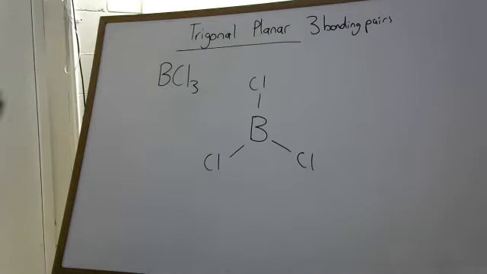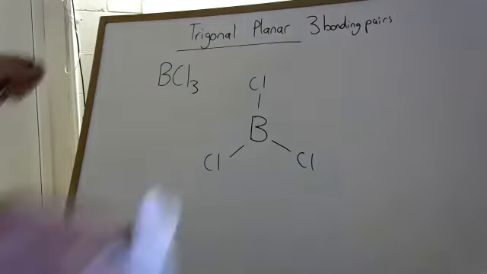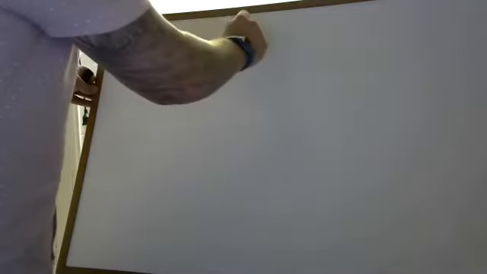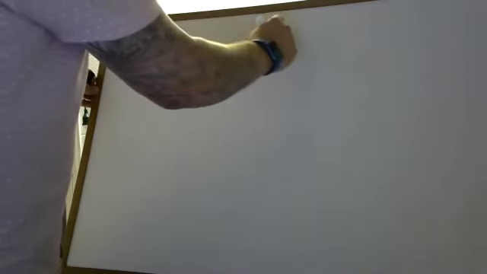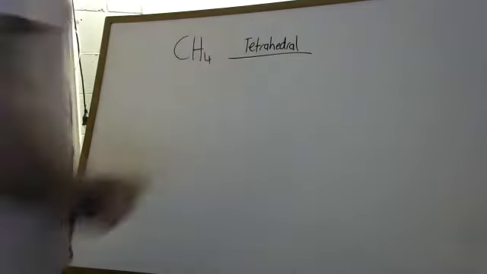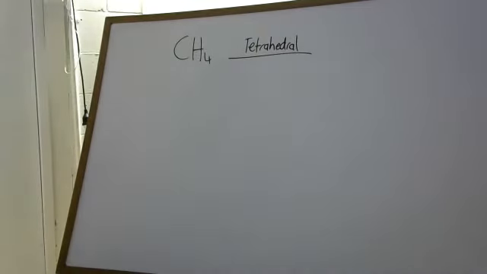So it's in group 3. Okay. So if there are 4 bonding pairs, in CH4 or methane, it takes up the shape tetrahedral. Carbon is in group 4, so it has 4 bonding pairs.